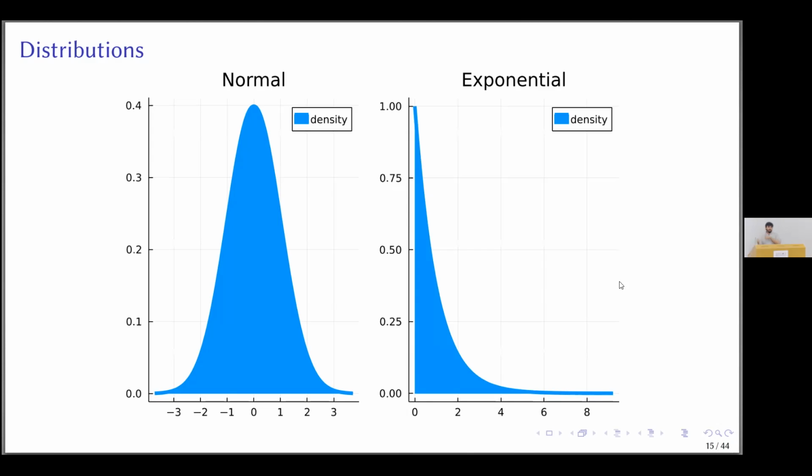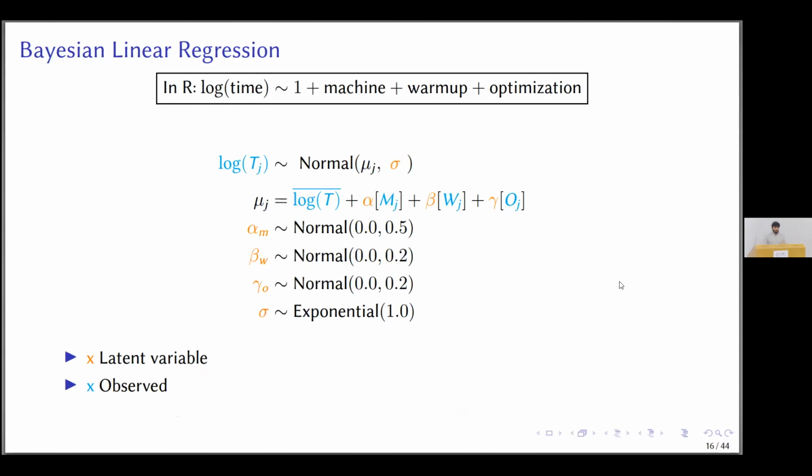So the basic model uses two distributions that you probably already know, the normal and the exponential. And the basic model is fairly simple. It's just a Bayesian linear regression.